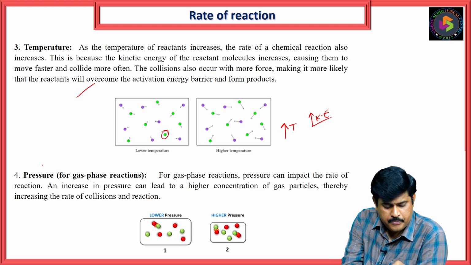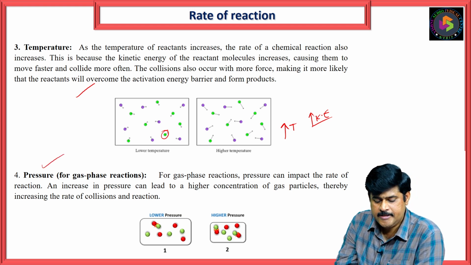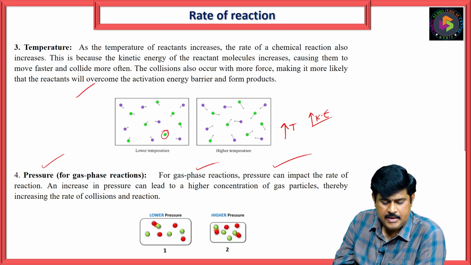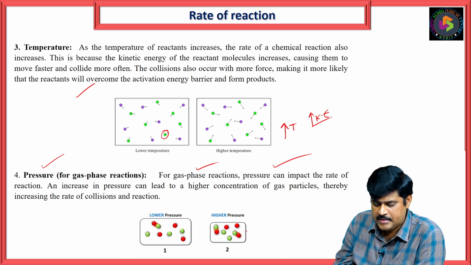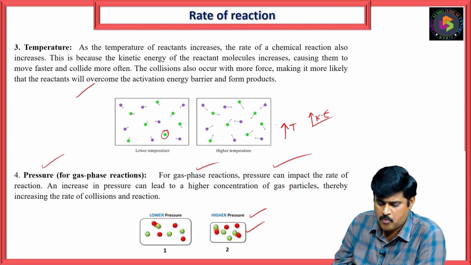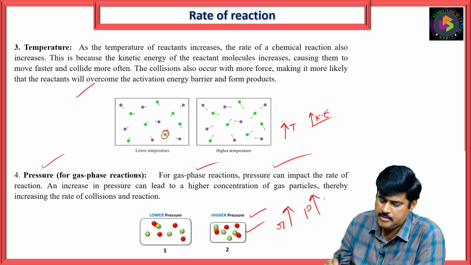Coming to the fourth factor, that is pressure. This is mainly used for gas phase reactions, as we have seen in the concentration. Here also, in gas phase reactions, when the pressure increases, the number of molecules in a given volume is increasing. That means the number of collisions is increasing. When the pressure increases, the volume will be decreasing. That means more molecules will be there in a given volume, so automatically the number of collisions is increasing to form the products. So the rate of reaction increases when the pressure is increasing.